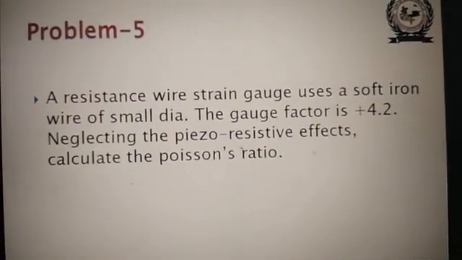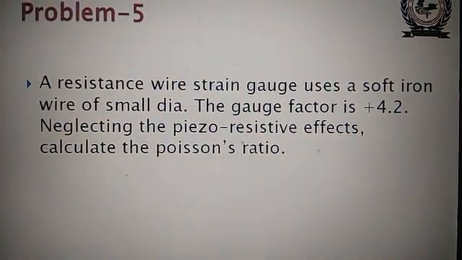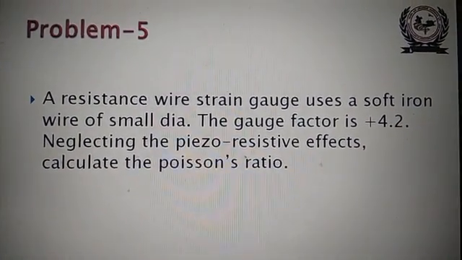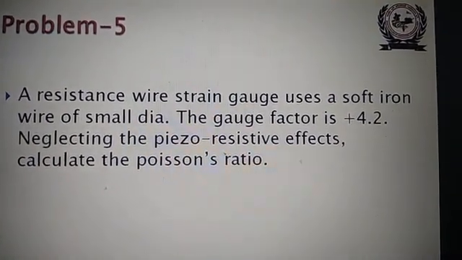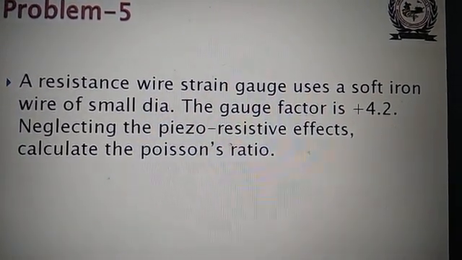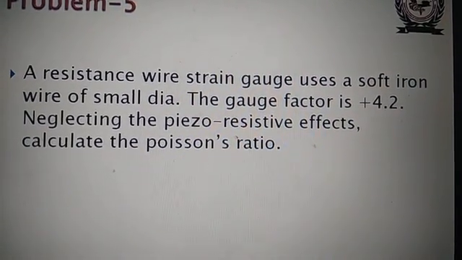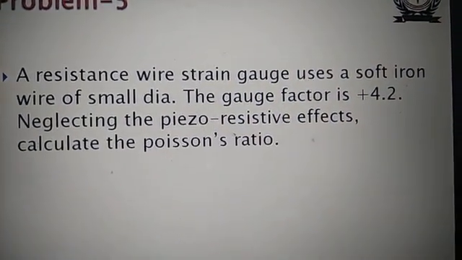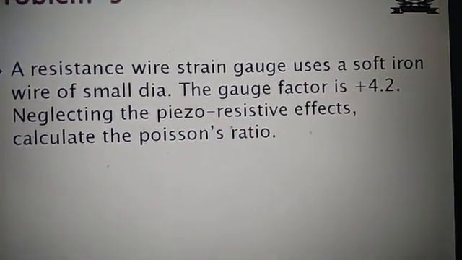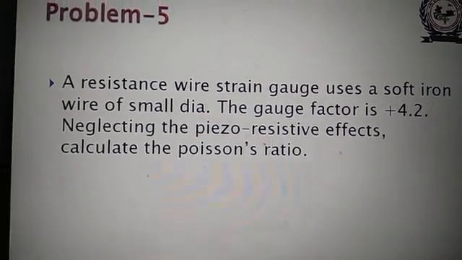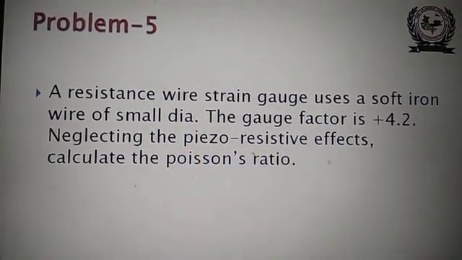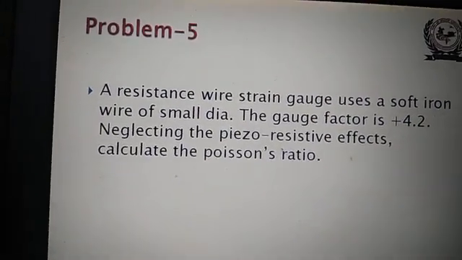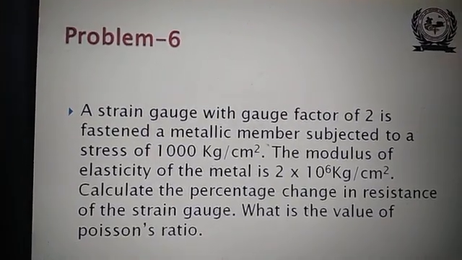This type of numericals are also there. A resistance wire strain gauge uses a soft iron wire of small diameter. The gauge factor is plus 4.2. Neglecting the piezoresistive effects, calculate the Poisson's ratio. As per the previous formula we have seen, K is 1 plus 2 mu, and from this you can calculate this value also.